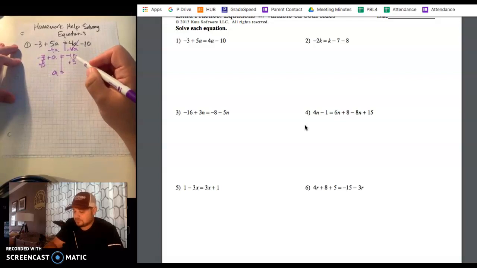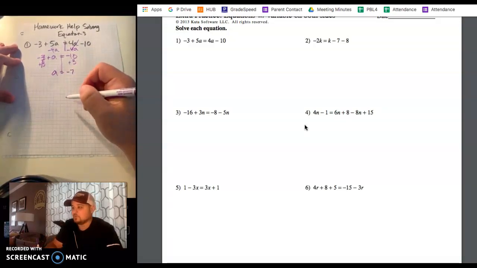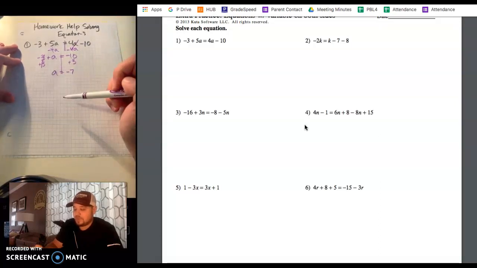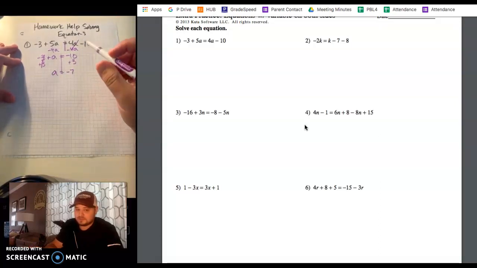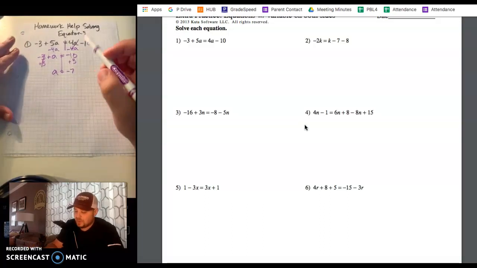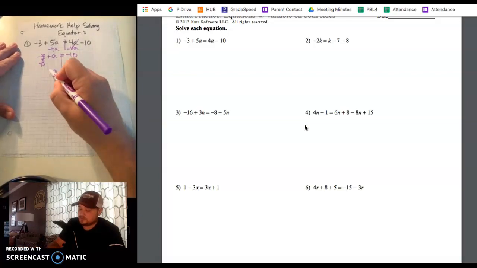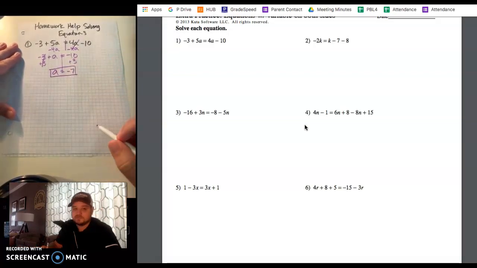-10 plus 3 is going to leave me with -7. Use your calculator for that if you have trouble with the positive and negative adding. So anyway, we're left with a equals -7. Now step 5 is usually to divide by the number in front of a, but here we don't have a number in front of a, so this is our answer right here. a is equal to -7.